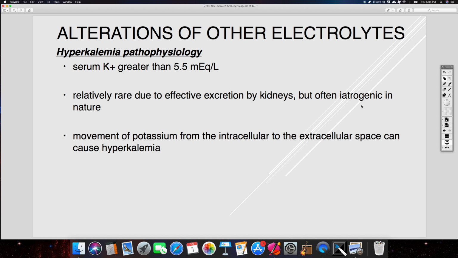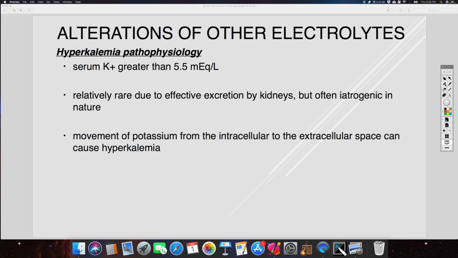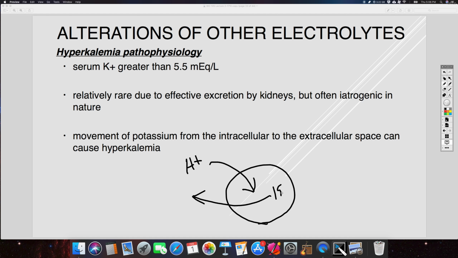Now, like I just said, movement of potassium from the intracellular to the extracellular space can cause hyperkalemia. So again, that's just the acidosis case. So if somebody is in acidosis and you have the movement of these hydrogen ions to the inside of the cell, potassium will move out to maintain electroneutrality. So potassium is going to move out, and again that will cause hyperkalemia. And that also has effects on chloride and bicarb also.